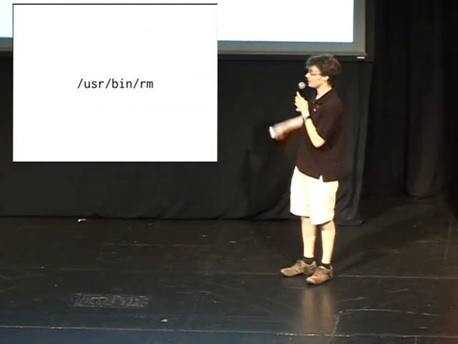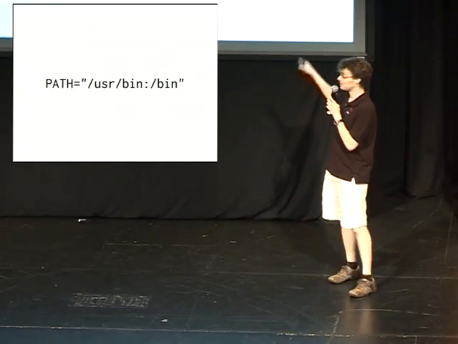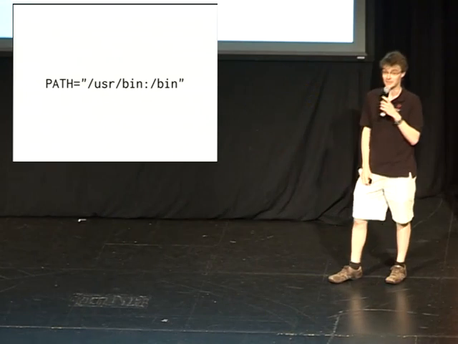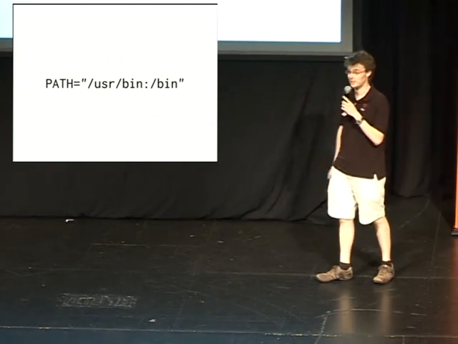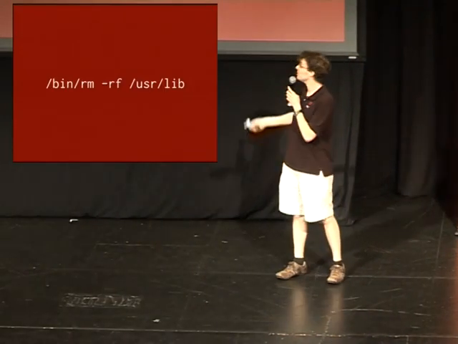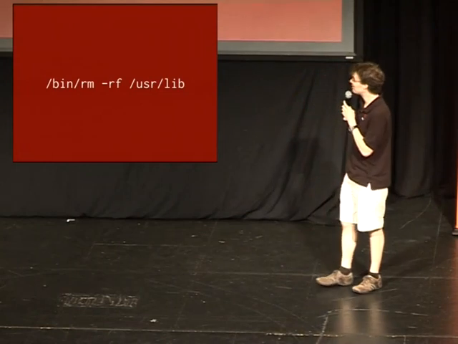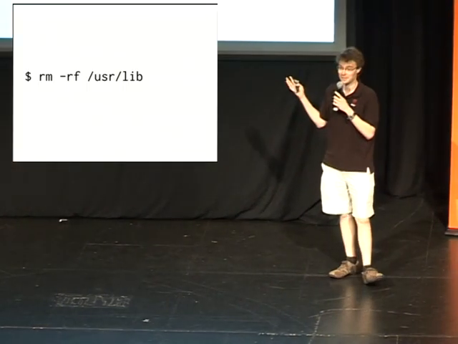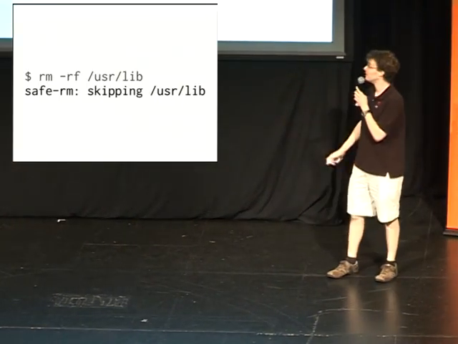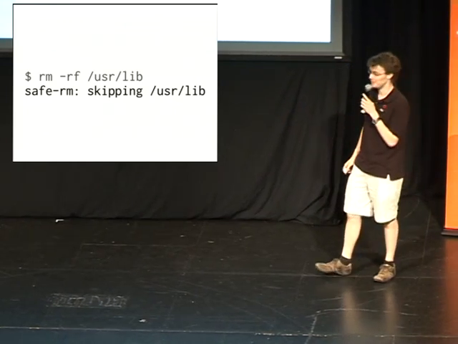The way that it works is that it's installed as /usr/bin/rm, which on Debian comes before /bin in your path, so it takes over the real rm command. Which also means that, of course, if you do want to hose your system, you can just do it directly like this with an absolute path. But otherwise, if you try to do this, what you get instead is a little message that says, oh, I'm just going to skip that directory because you probably don't want to delete it.